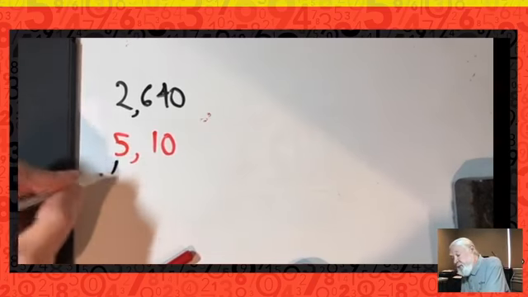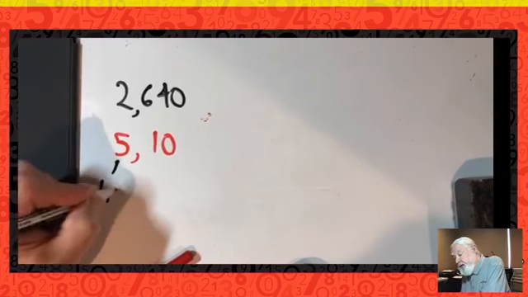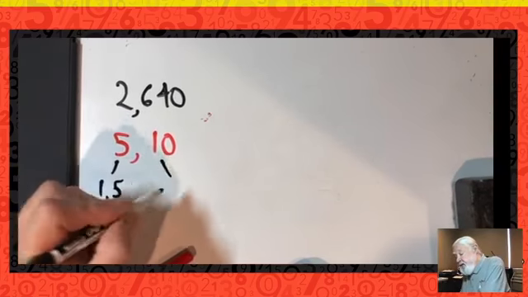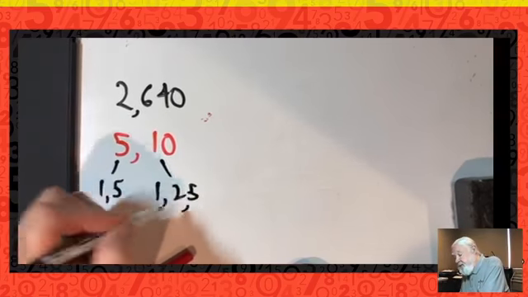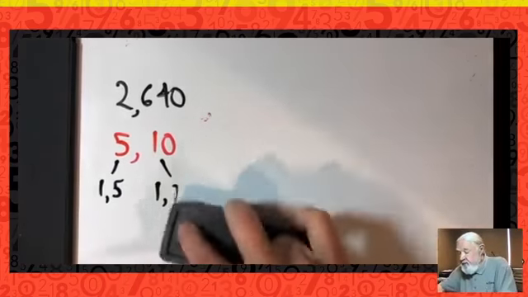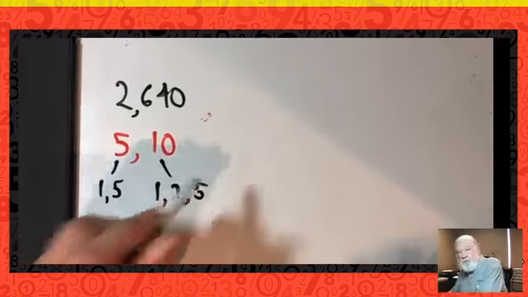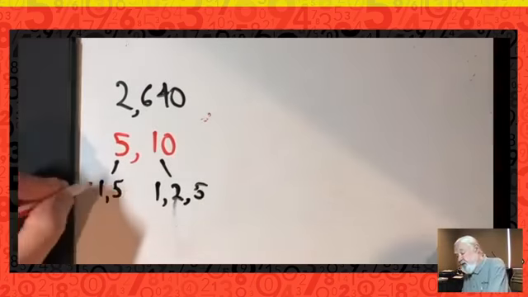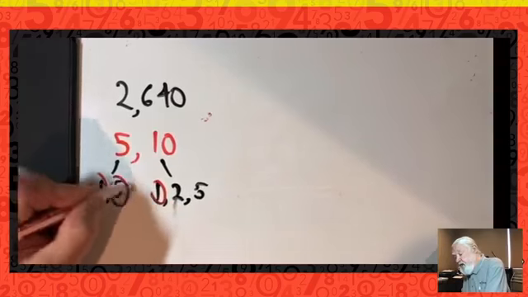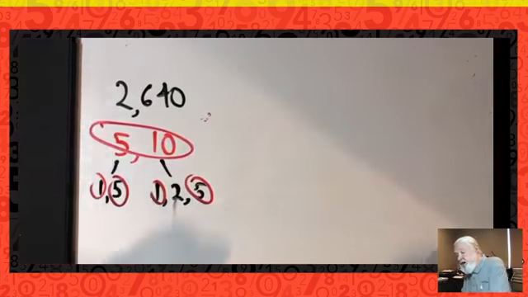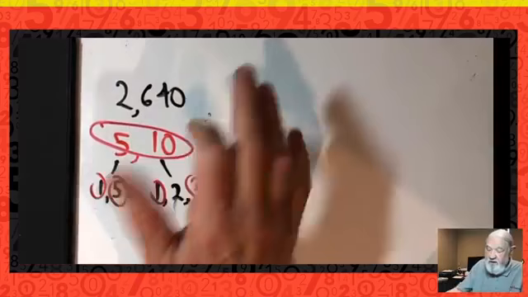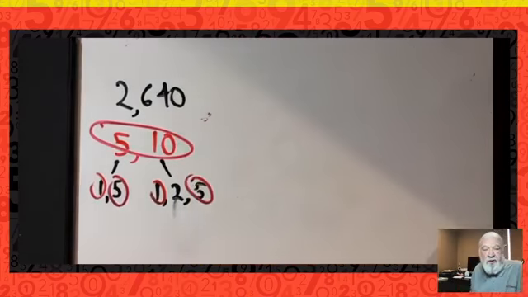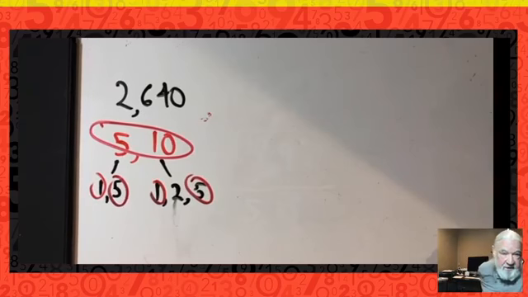The factors of 5 are 1 and 5. And the factors of 10 are 1, 2, and 5. So what we have here is a common factor of 1, also a common factor of 5. So these numbers are not relatively prime. So 5 times 10, 50, does not go into 2,640. By the way, we can also see that right off the top because the last, well, we'll get into that a little bit later.